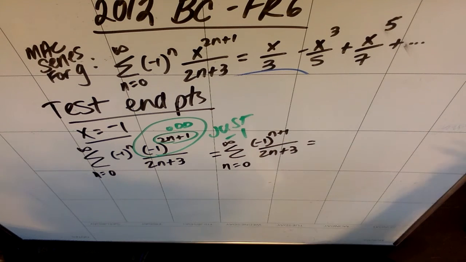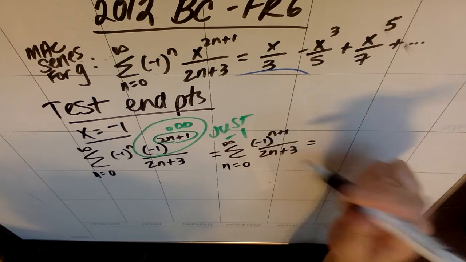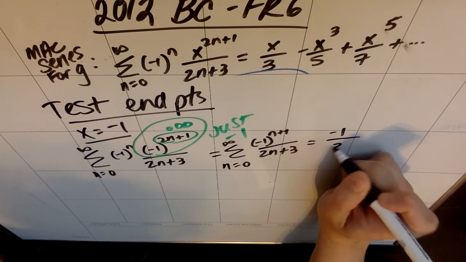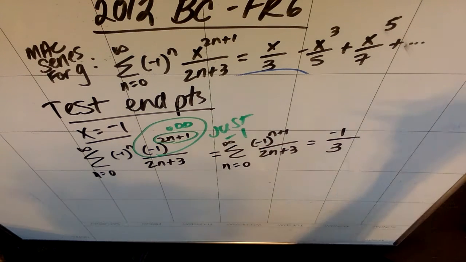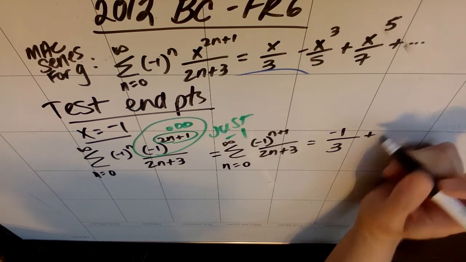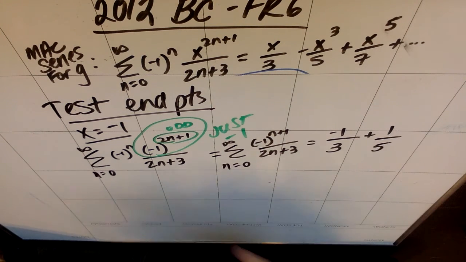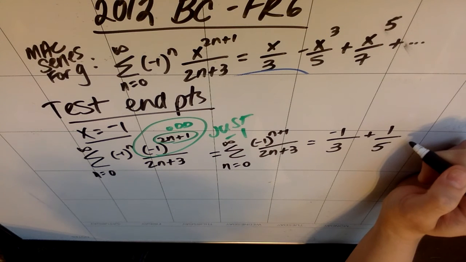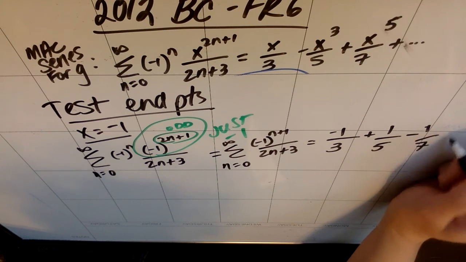And you can check by plugging in some numbers. If you plug in n is 0, you're going to get a -1 on the top and a 3 on the bottom, right? And then if you plug in n is 1, you're going to get a plus, because it'll end up being a -1 squared, 1 over a 5, right? And then if you plug in the next value, n is 2, you're going to get a negative, and you're going to get a 7 on the bottom, and so on, right?